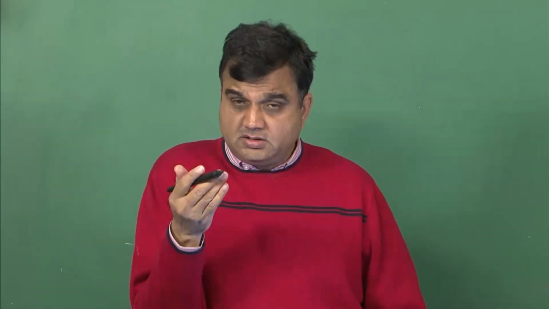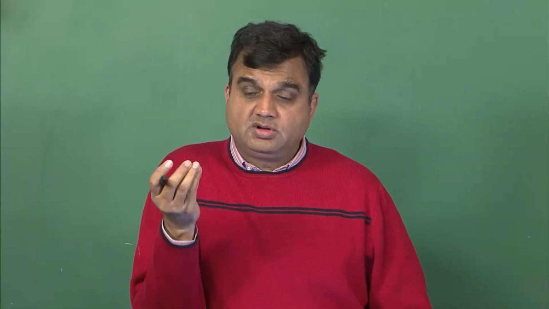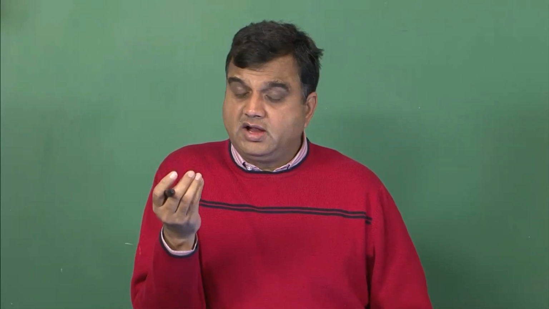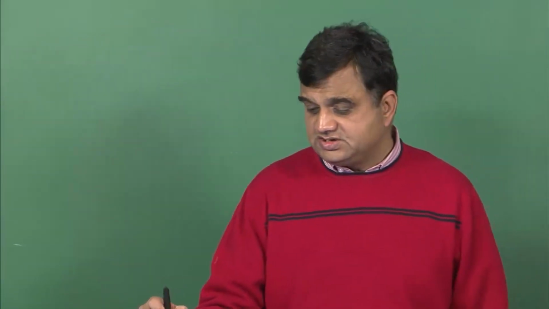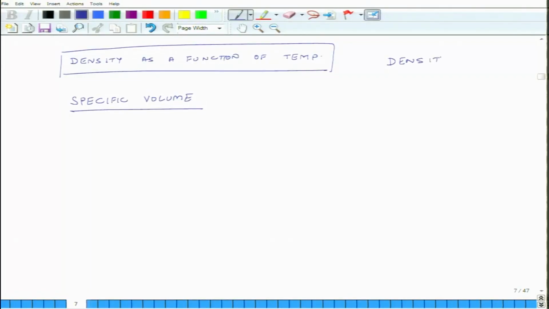Specific volume is just the inverse of it. You can define it as the volume required to hold 1 kilogram of material. So that will be the inverse of density. So if density is rho, then specific volume is 1 over rho. So its units would be cubic centimeters per gram or cubic meters per kilogram.